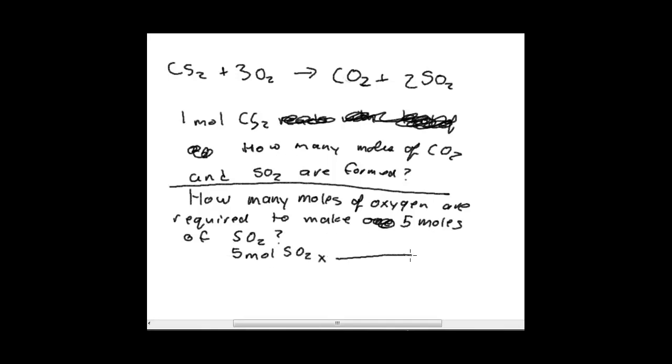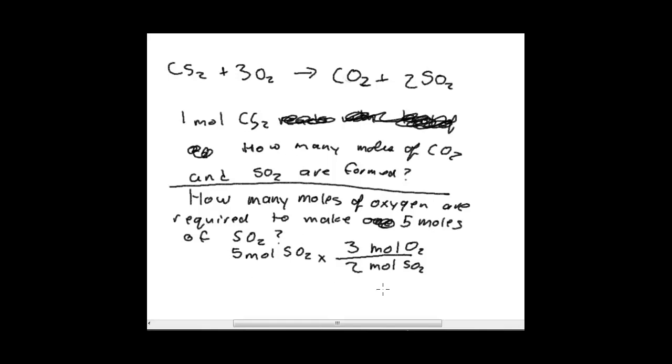Then we're going to multiply by a mole ratio. Now our mole ratio has to have moles of sulfur dioxide on the bottom, and on top we're trying to get to moles of oxygen. So I'll put moles of oxygen up here. Now to get the numbers in front, this is our mole ratio. To get our numbers in front, we go to our balanced equation. So moles of sulfur dioxide, that'll be 2. Moles of oxygen, that'll be 3.